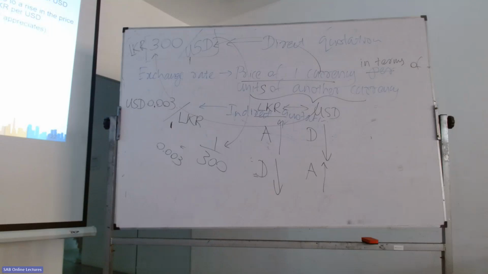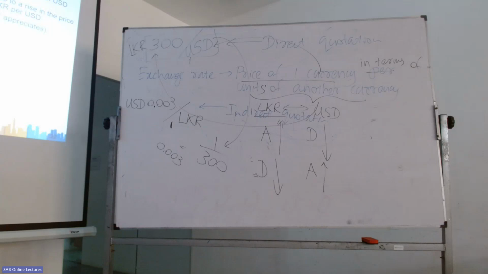The vertical axis shows the exchange rate. Horizontal axis shows the quantity of USD. Here we are talking about the foreign exchange market of USD and LKR. Therefore, we have put quantity of USD traded on the horizontal axis, and the vertical axis shows the exchange rate in direct quote.